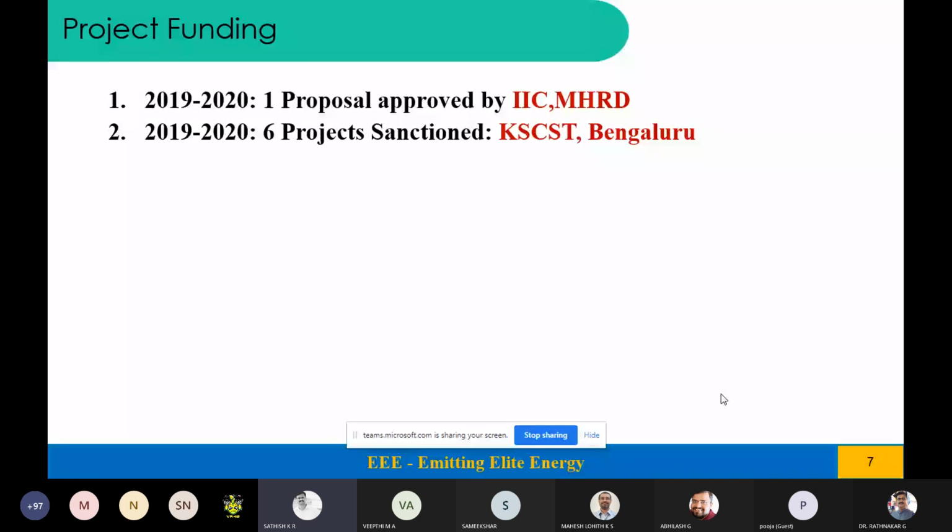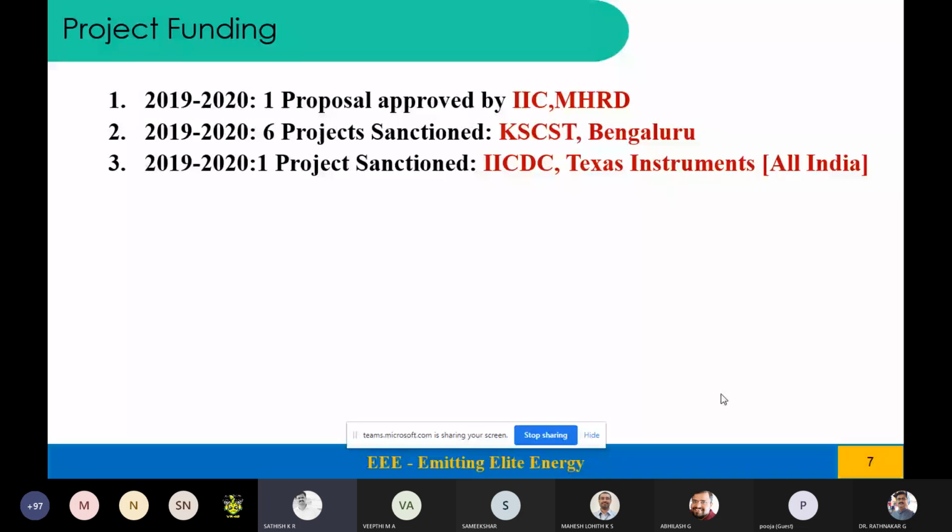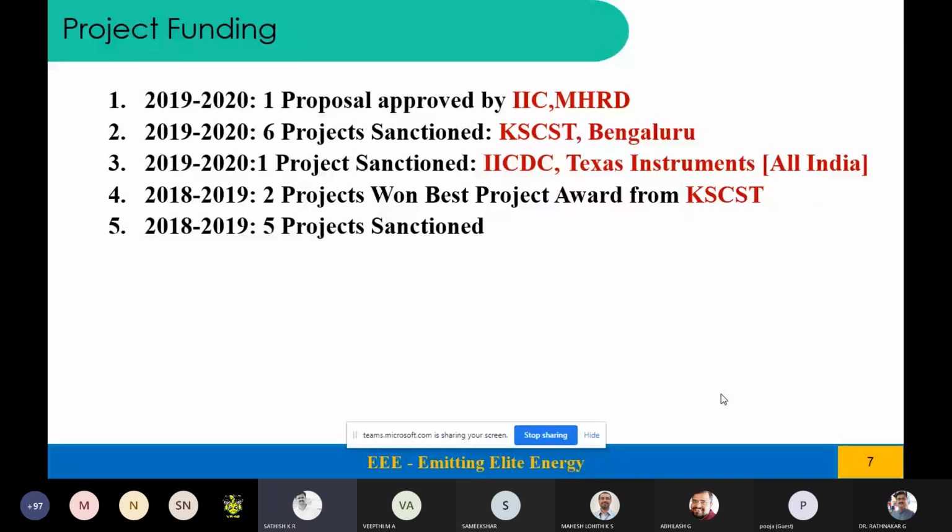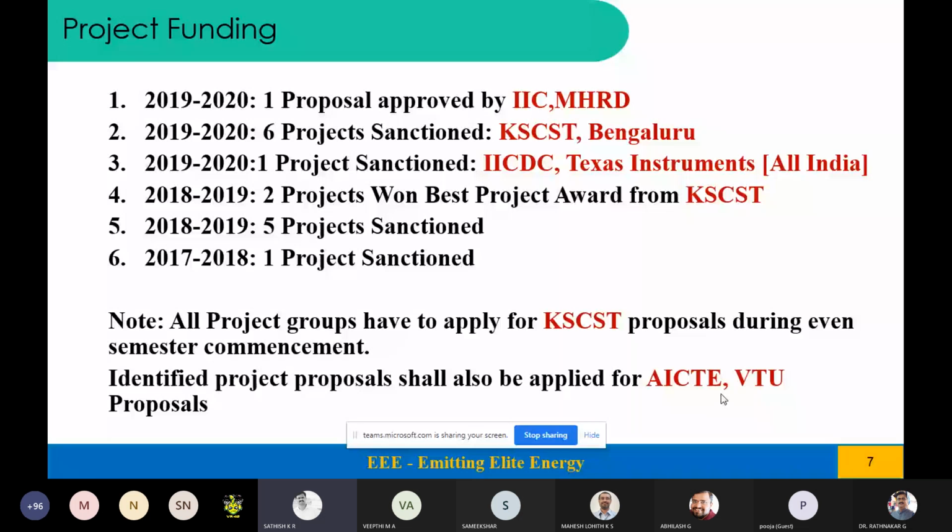And next, in 1920, one more project has been sanctioned by Texas Instruments. And last year, 1819, 2 projects, one best project award from KCST. And here 5 projects were sanctioned in 1819. And in 1718 also we got a sanction of 1 project. These are funds released by government sectors like KCST. Proposals are given at the even semester commencement, and identified project proposals shall be applied for AICTE VTU proposals.